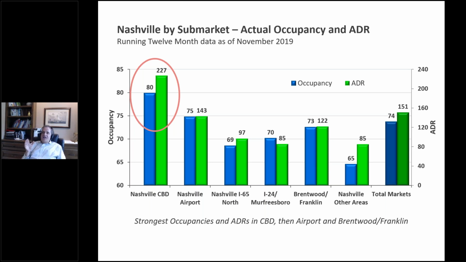Now, when it comes to ADRs, look at the premium. Central Business District has by far the biggest. Then Nashville Airport, the second biggest. Brentwood Franklin, the third. And then the remaining ones are the fourth and potentially the fifth groups, I-65 North, I-24, and Nashville other areas.